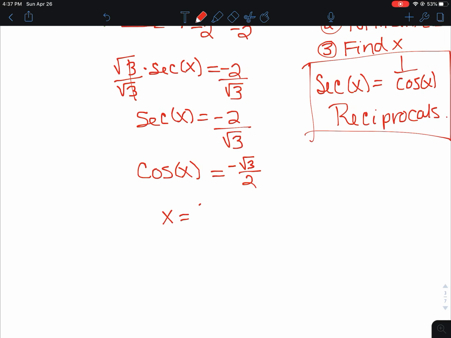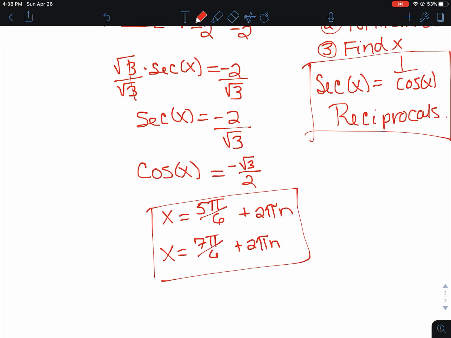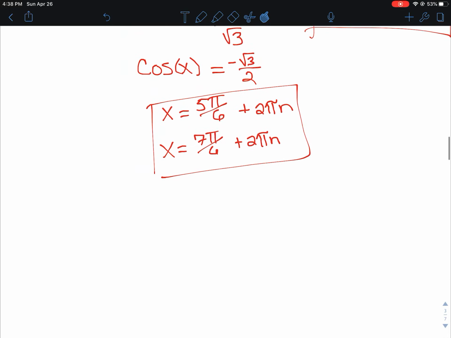So our answer is 5 pi over 6. We have 2 answers, and 7 pi over 6. But remember, I could go around that unit circle another full rotation and get the same value. So I want to add on to the end of these both, plus 2 pi n. All right, and that would be your answer. That would be your solution. If you want to check your answer, well, I'll post the answers below, the practice, but you could also put this into Desmos and see where your graph is hitting the x-axis. It should be at 5 pi over 6 and 7 pi over 6.